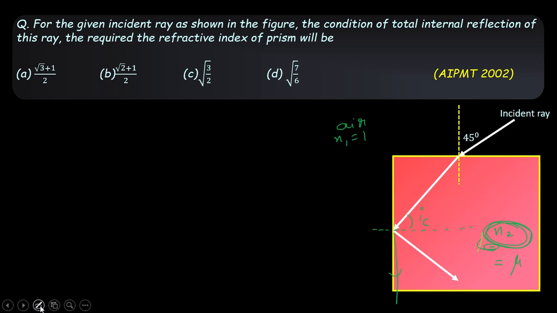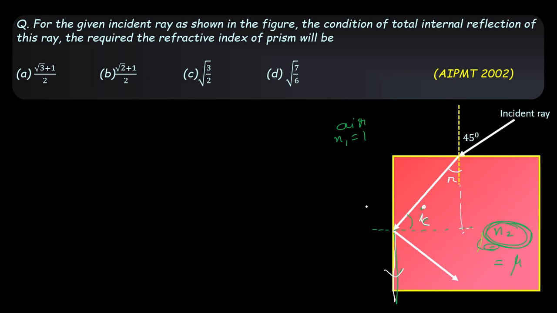Let's say this angle is R, and this angle is the critical angle. For the critical angle, light won't go along this direction, remember, it will go along this direction. Anyway, this is the condition for total internal reflection. So if I drop a perpendicular, this R will be equal to 90 minus IC.